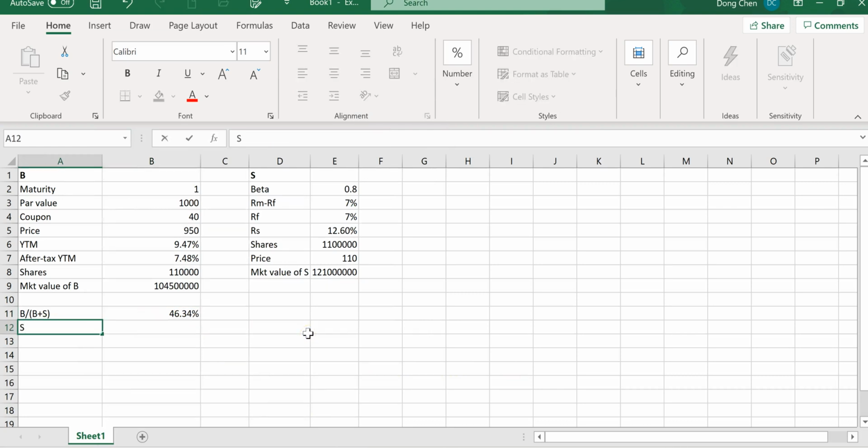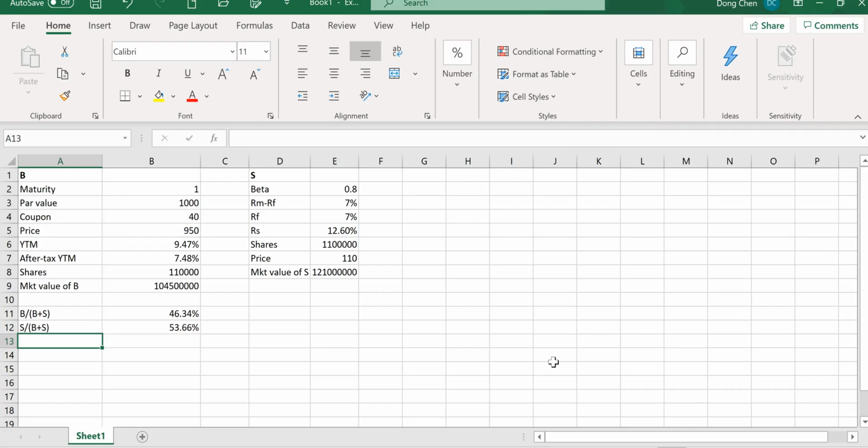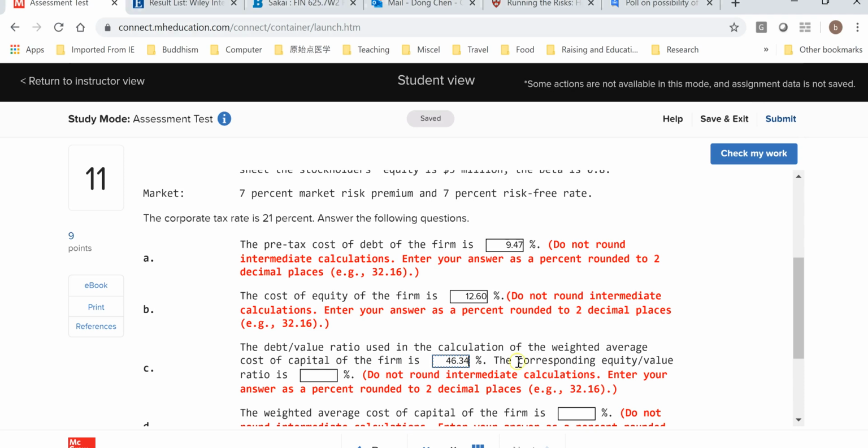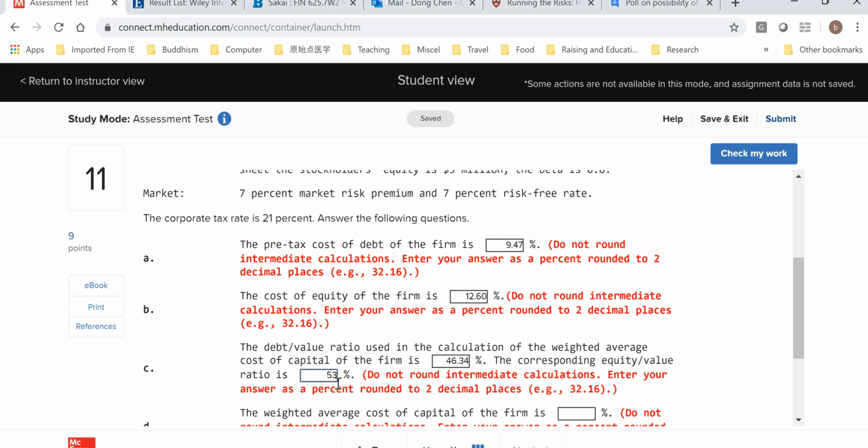And S over B plus S, the equity value ratio, is simply 1 minus this debt value ratio, right? So now going back, 46.34%, that's the debt value ratio, and the corresponding equity value ratio is 53.66%.